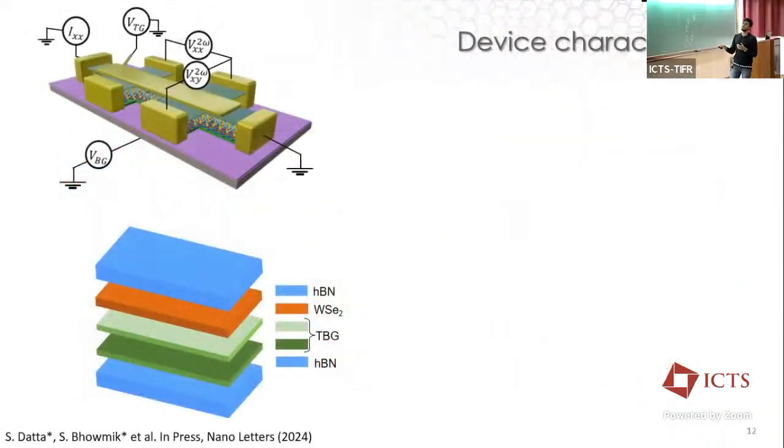Now, this is how the device structure looks. We have twisted bilayer graphene in close proximity with a few layers of WSe2, and this whole ensemble is encapsulated by two layers of hBN. This is the device structure and the measurement scheme.